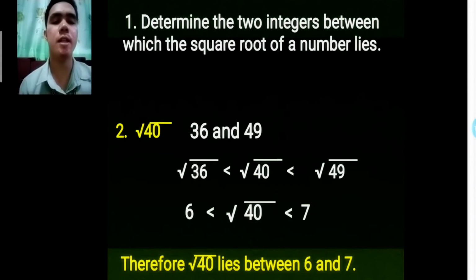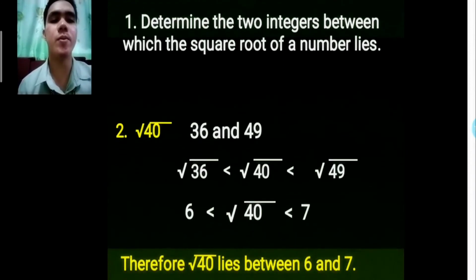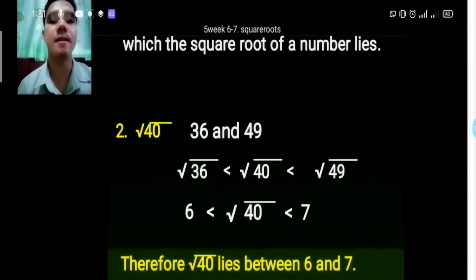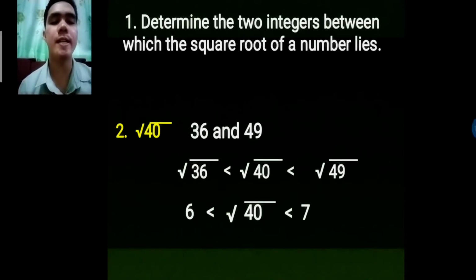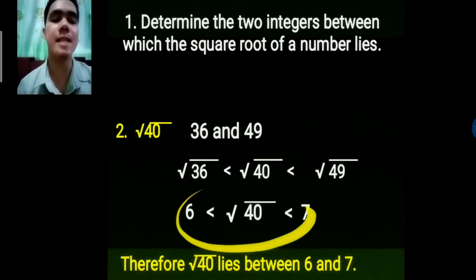Okay, so what perfect square number is less than 40 but closest to it? That is 36. Then, the perfect square number greater than 40 but closest to it, that is 49. Find the square root of 36, that is 6. Then, square root of 49, that is 7. So we can say that the square root of 40 lies between 6 and 7. So we can say that the square root of 40 is approximately between 6 and 7.